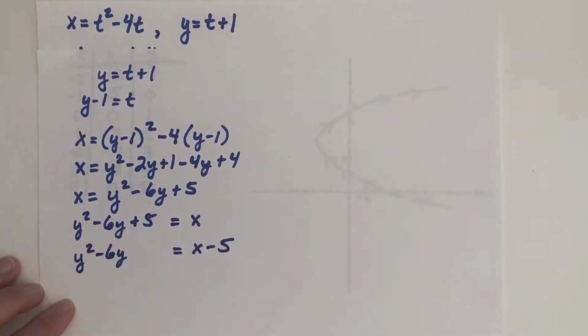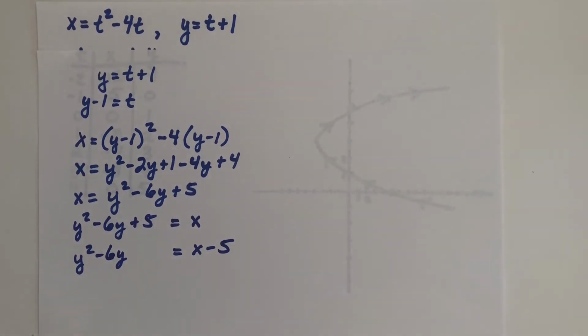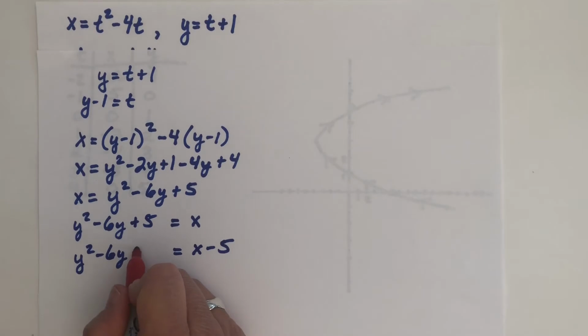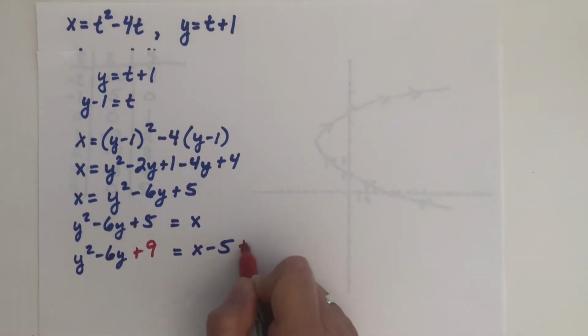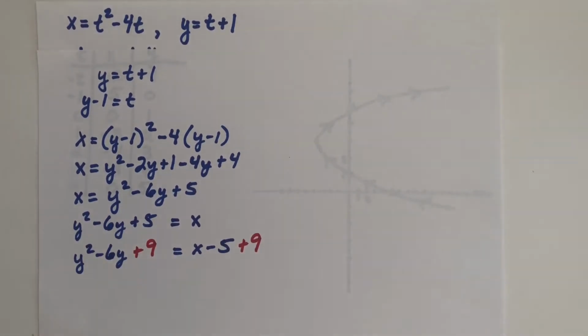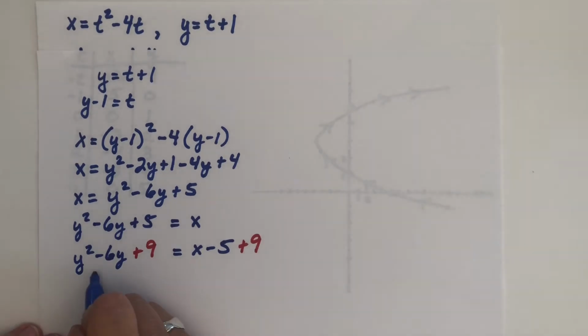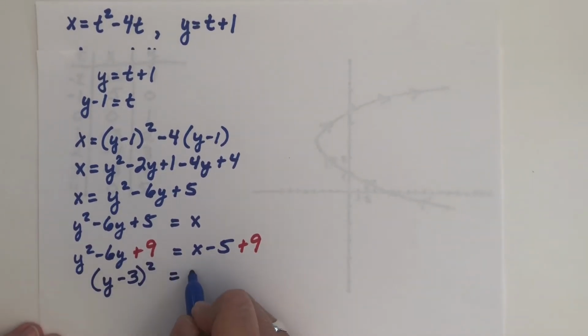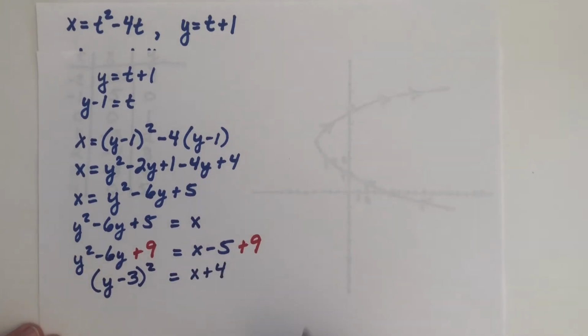Good reminder on how to work with our conic sections. Take half of 6, that's 3. 3 squared is 9, so I need a 9 right here. And of course, that means I'll add a 9 over here too. So I have y minus 3 squared equals x plus 4.